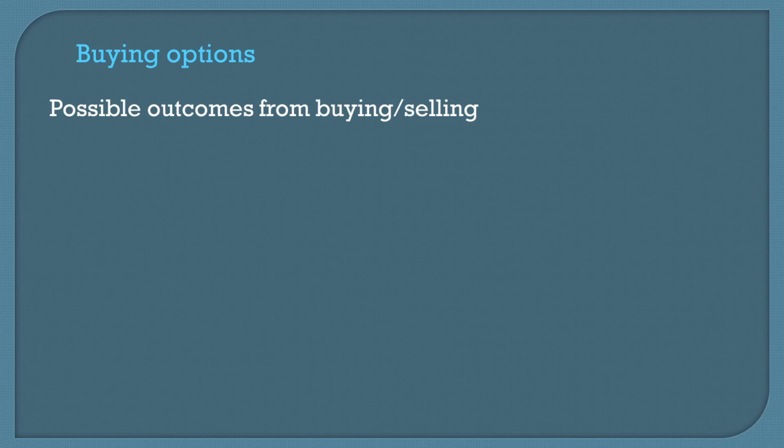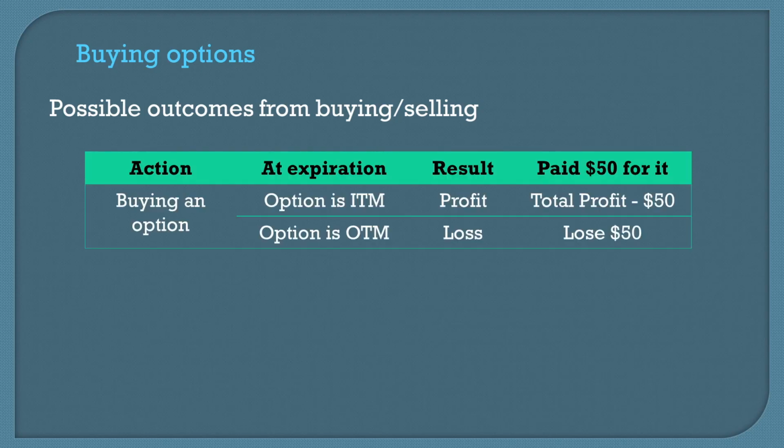To start, buying options. We covered buying options in the first lesson and here's a quick recap. When you buy an option, if at expiration your option is in the money, you make a profit. If it costs you $50 to buy the option, your final profit will be your total profit minus $50, which is the cost you paid for the option. If your option is out of the money, the amount you lose is $50, the amount paid for the option. Now as a buyer, the most you will lose is the amount you paid to buy the option.